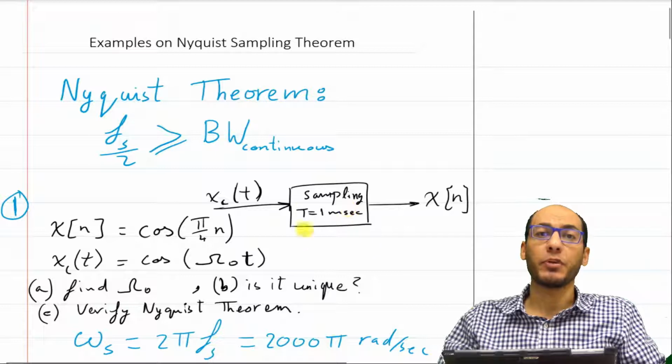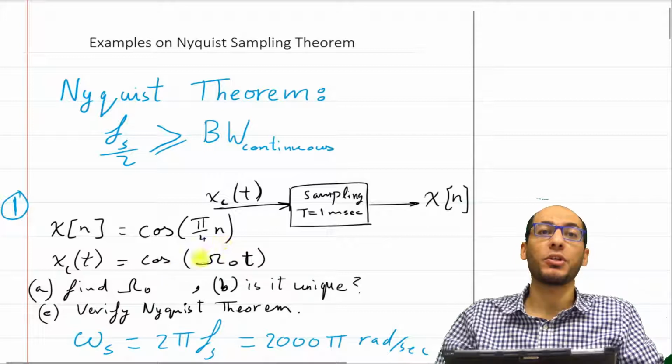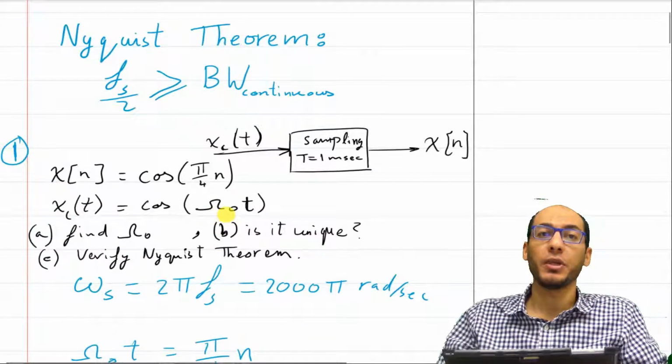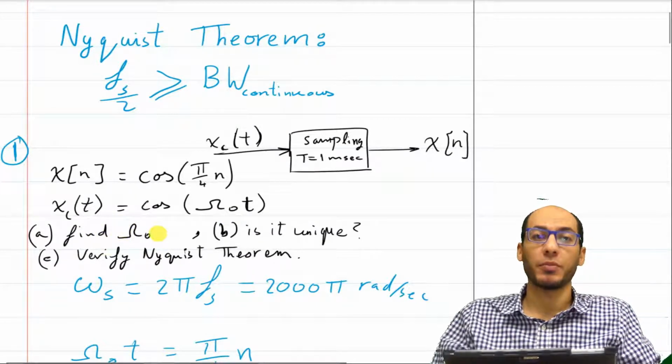Okay? So have a look at the first problem. You're given a sampler, and its input is a continuous time signal, and its output is a discrete time signal, and I found out that the discrete time signal is cosine pi over 4n. The sampler is sampling with a sampling period of 1 millisecond. But I do not know what the input frequency is. I know that it is a cosine, but I do not know the value of the input frequency, so I'm going to denote it by omega node, and I'd like to find what omega node is. That's the first requirement in the problem.